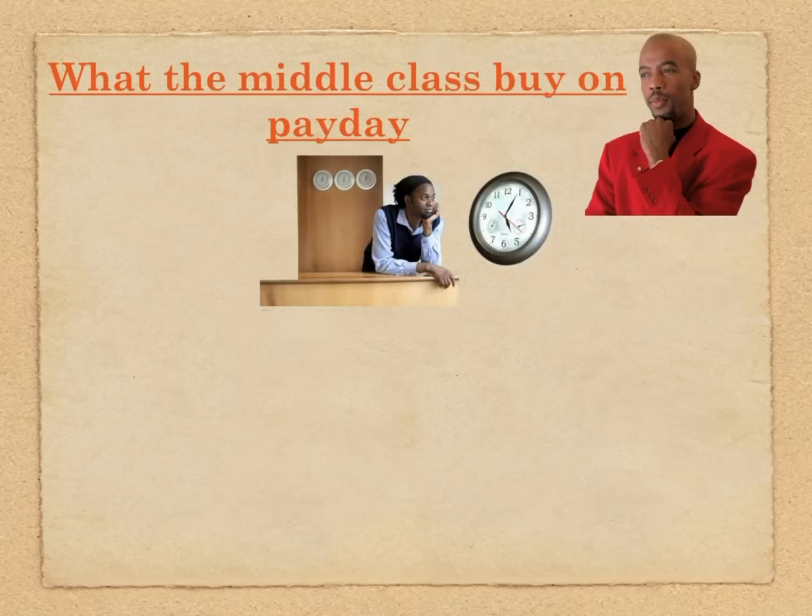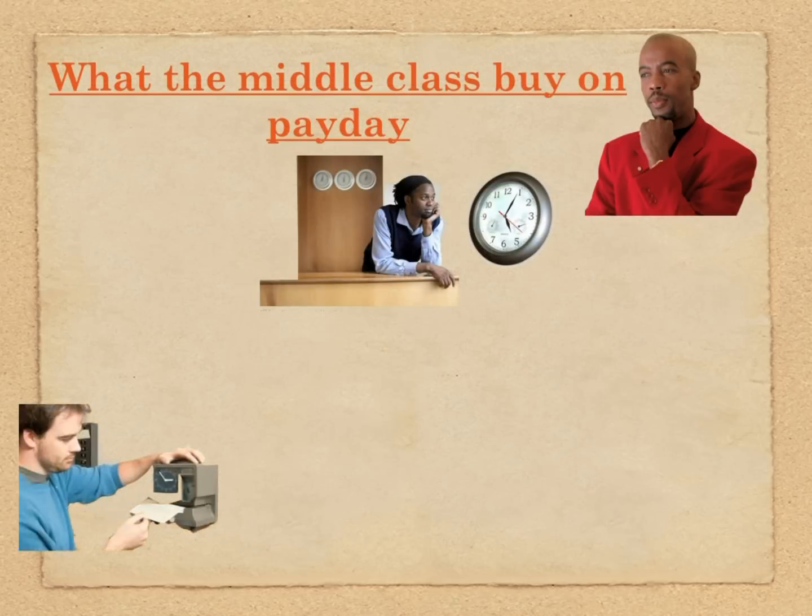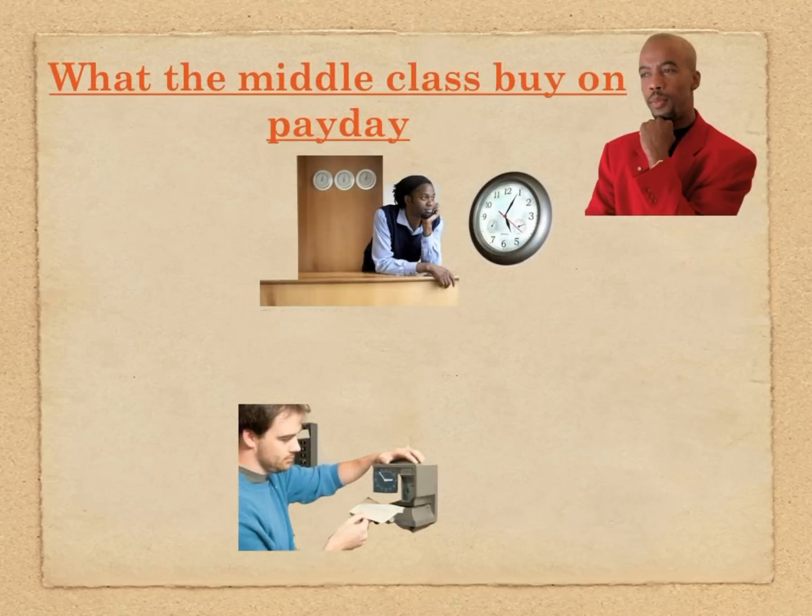So the reality for the poor and the middle class is that once they are off the clock, once they leave the job, once they have punched out, their ability to create wealth has absolutely ceased. So they're in essence trading their time for money. And there are never enough hours in the day that you could trade your time for money.